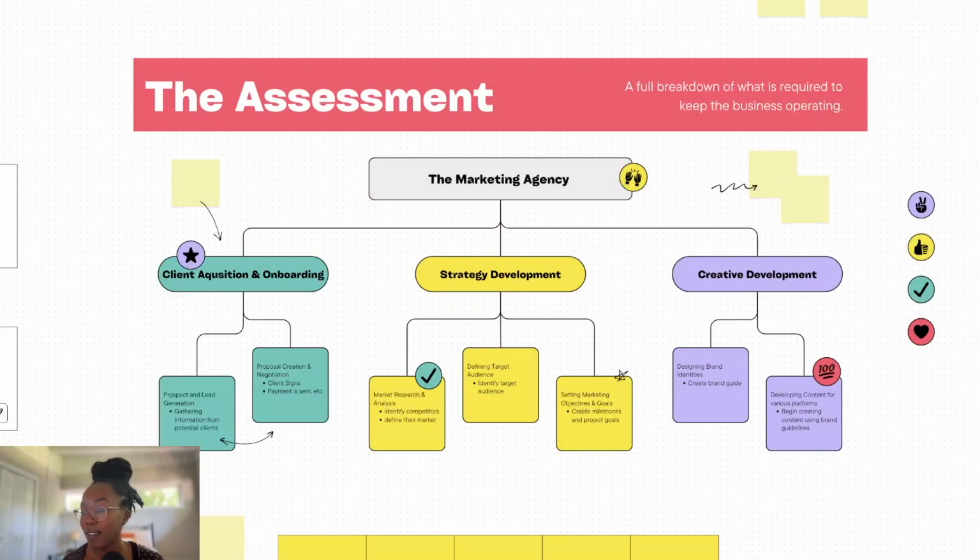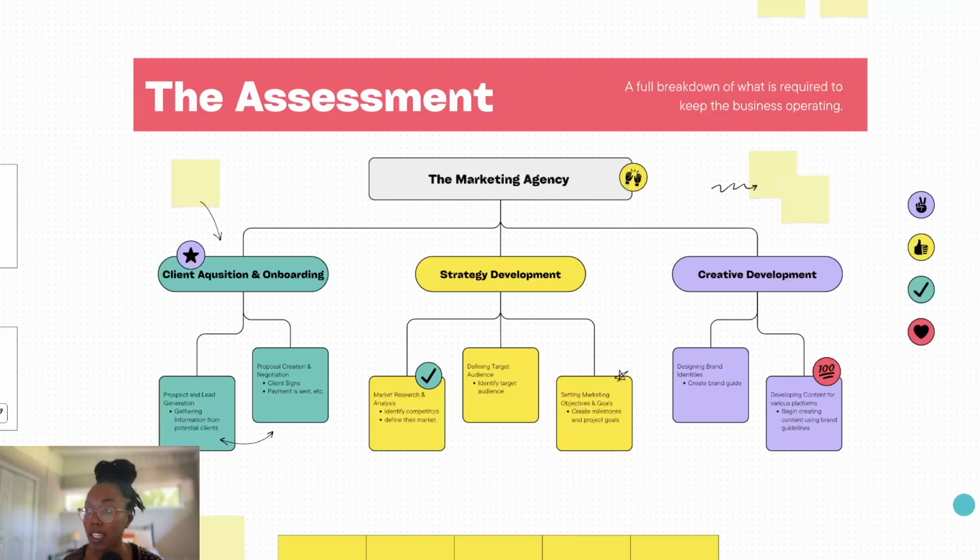Here we have the assessment. This is a breakdown of a marketing agency, and this is the example that we're going to use for this video. So we have a marketing agency here, and the first thing that I would do is first of all understand each part of their business. What steps do they have to take with their clients in order to provide a successful result?